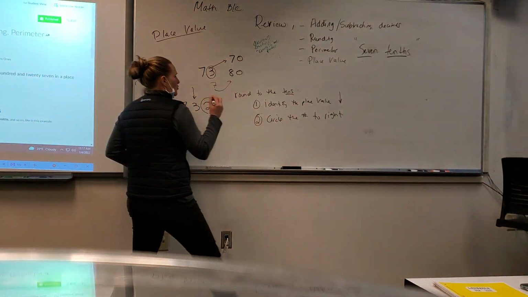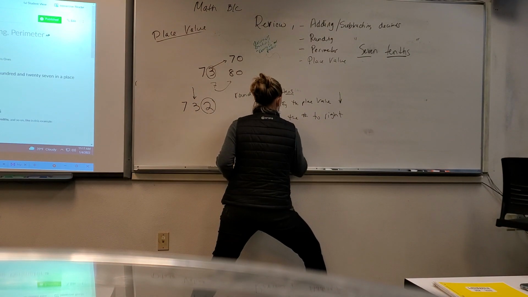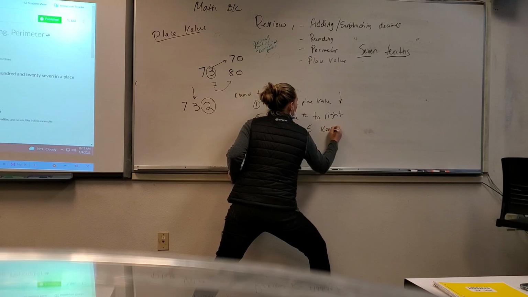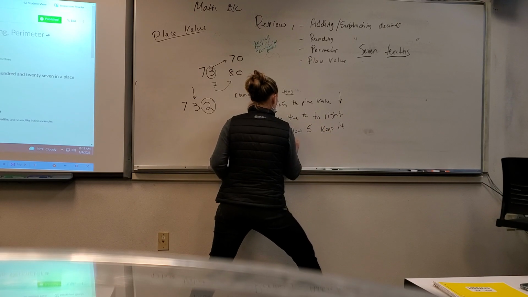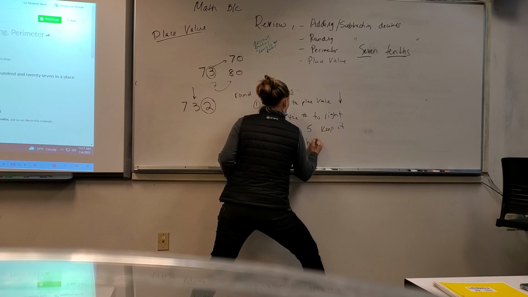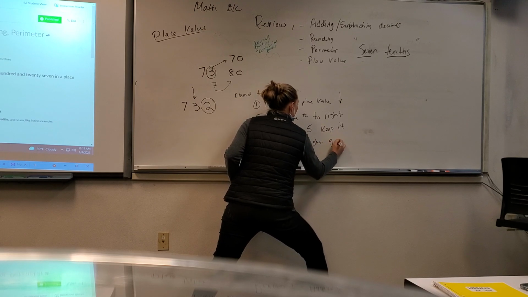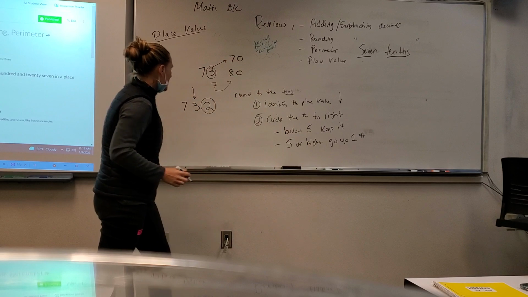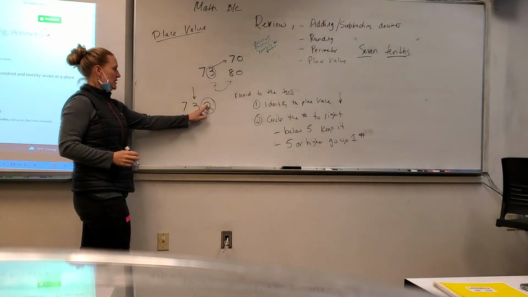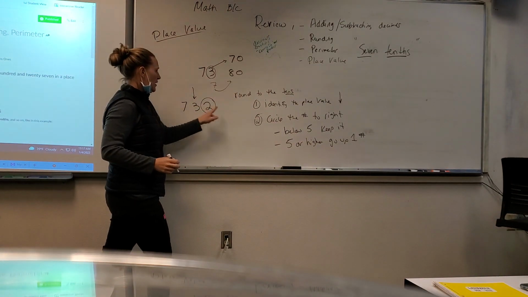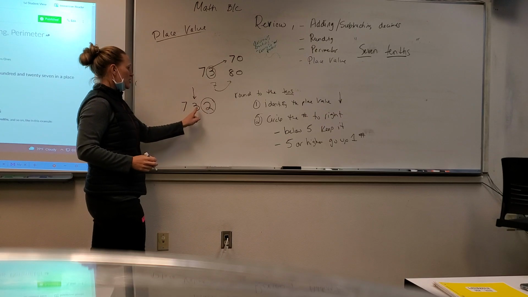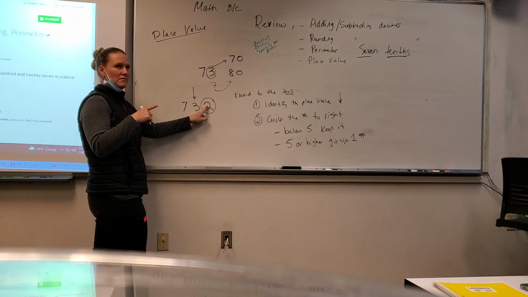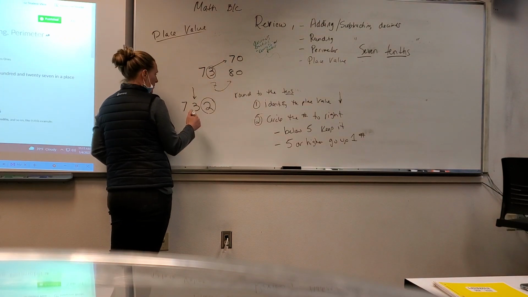So the rules are: below 5, keep it. 5 or higher, go up 1 number. This is the number that tells me what to do with the number under the arrow. If it's below 5, which it is, I keep the same number.